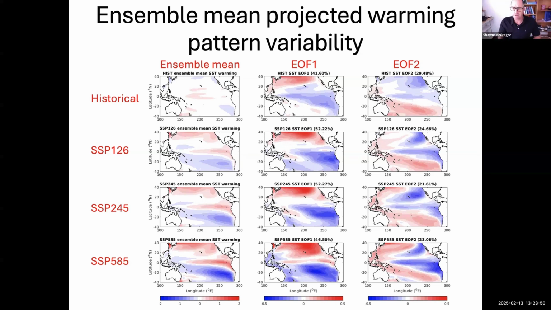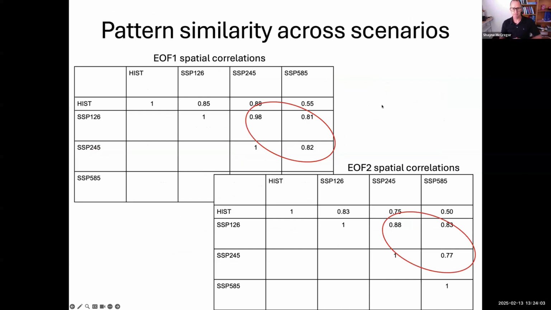So the first thing I want to point out: when you look at these patterns, they all look pretty similar across the different emission scenarios. The most different of them would be the historical scenario. If we have a look at just the spatial correlations, the spatial correlations of EOF1 are in the top left.